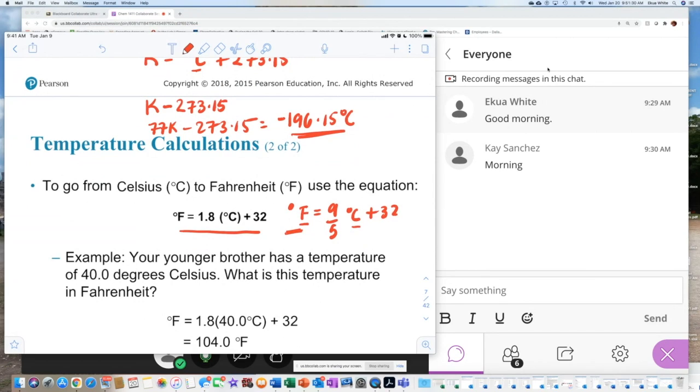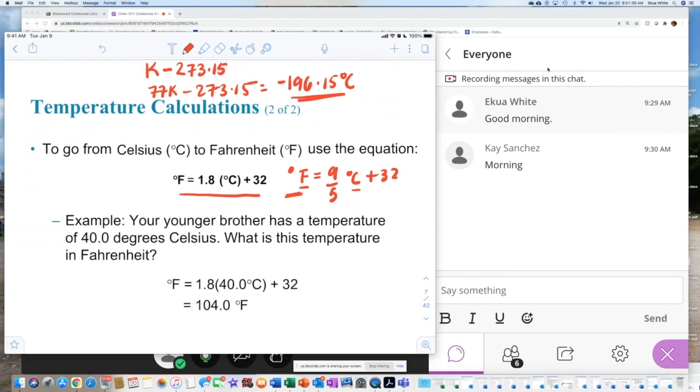So ultimately, if you take 9/5 multiplied by Celsius and then you add 32, the final number will definitely be larger. Okay? After knowing this formula, the question is, your younger brother has a temperature of 40 degrees Celsius. Probably has a fever. Yep, has a fever. What is the temperature in Fahrenheit?